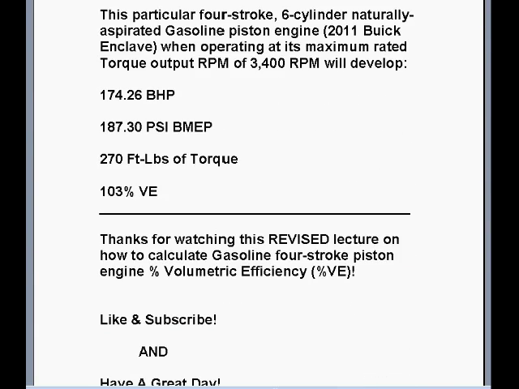This particular four-stroke, six-cylinder, naturally aspirated gasoline piston engine on the 2001 Buick Enclave, when operating at its maximum rated torque output RPM of 3,400 RPM, will develop 174.26 brake horsepower, 187.3 pounds per square inch brake mean effective pressure, 270 foot-pounds of torque, and 103% volumetric efficiency.